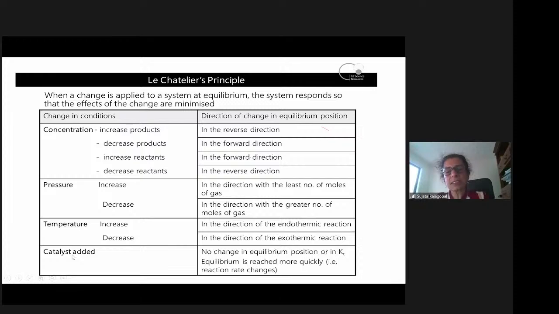If a catalyst is added, there is no change in the equilibrium. It only affects the rate at which the equilibrium is maintained.